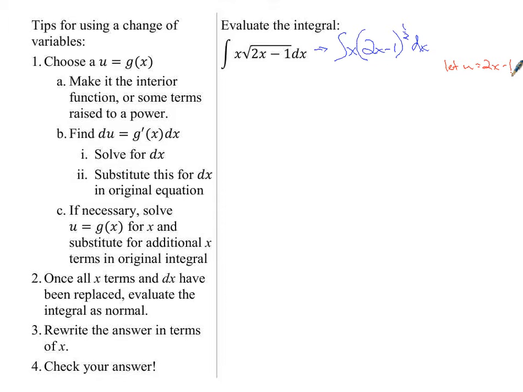Now what? Take the derivative of u, yeah. So the derivative of u is du equals 2 dx. Okay, so that means I need to do what? Yeah, solve for dx. Right now, I have u equals 2x minus 1, so this whole thing right here is u. If I solve for dx, I'll be able to substitute out for that. So I get 1/2 du equals dx.